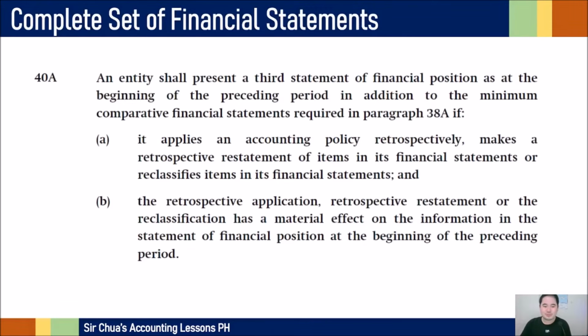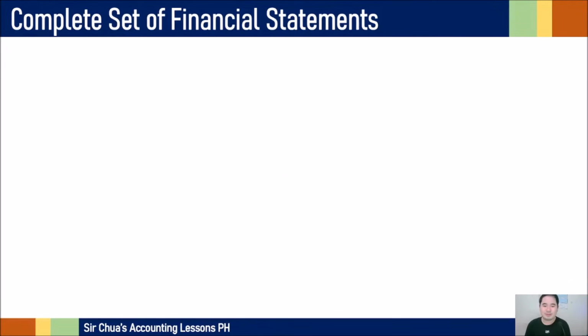Now, ito po yung sinasabi natin na tungkol po dun sa retrospective application. An entity shall present a third statement of financial position as at the beginning of the preceding period in addition to the minimum 2 comparisons lang, 2021 tsaka 2020, if there is a retrospective application of accounting policy or a retrospective restatement or reclassification at meron po siyang material effect kapag pinresent na natin sa Statement of Financial Position. Ano daw po dapat ang component?